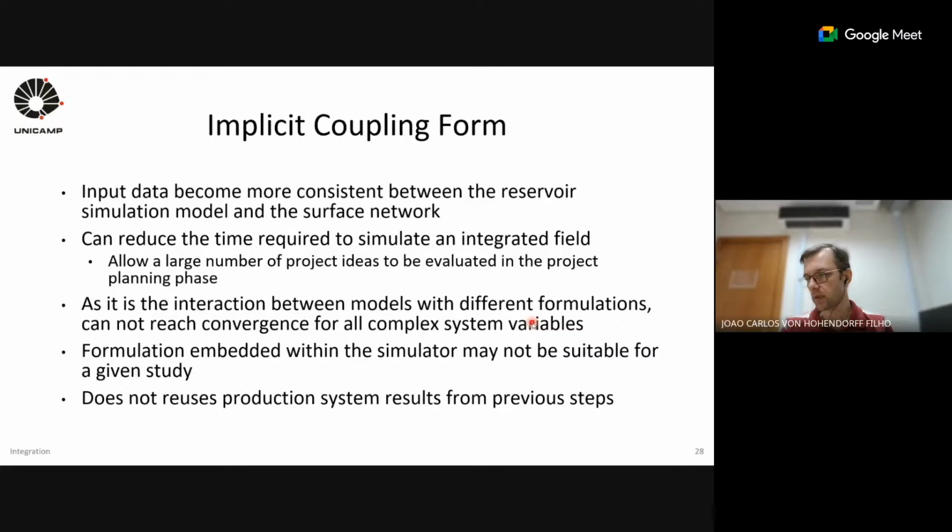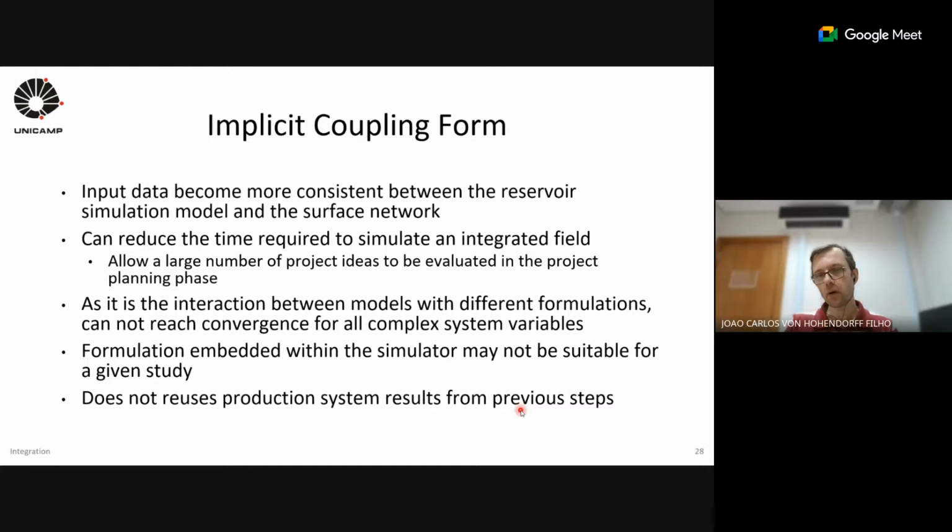Some formulation embedded inside the simulator may not be suitable for a given study. For example, if I want to calculate some topside demands from the implicit simulators available on the market, some physics are not implemented inside the simulator. So you can use another approach to calculate it, and not reuse production system results from previous steps, which is interesting in terms of efficiency of the system.